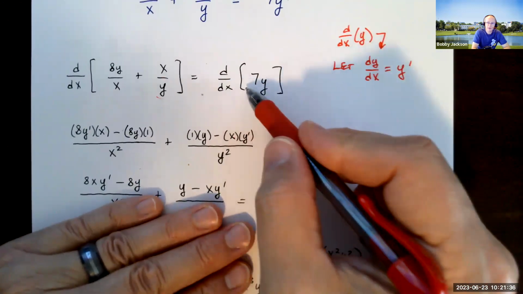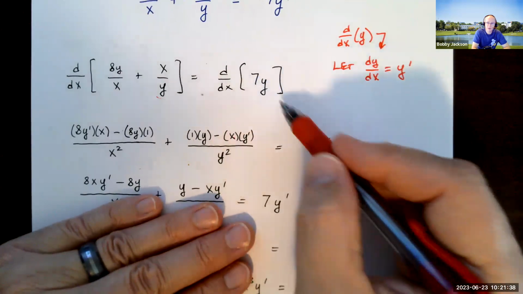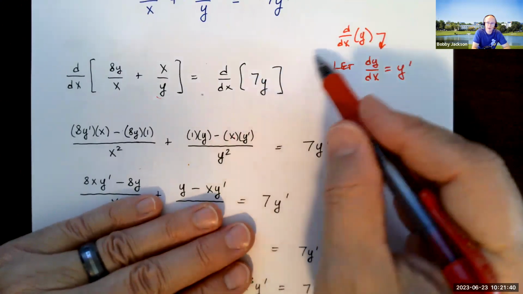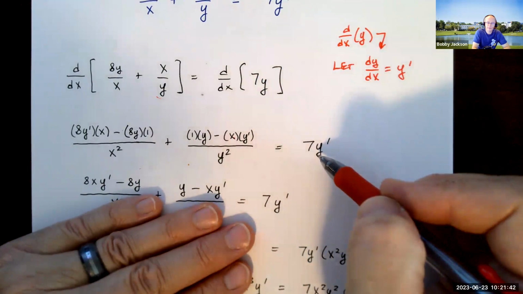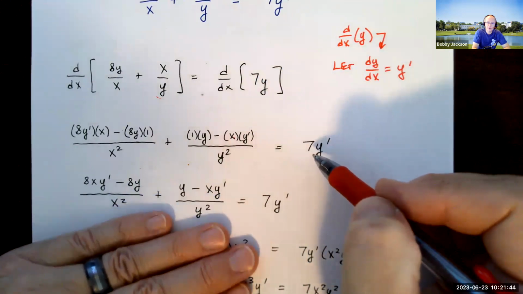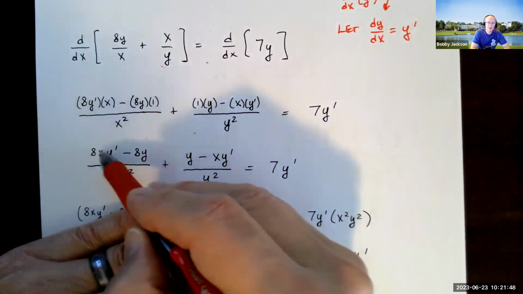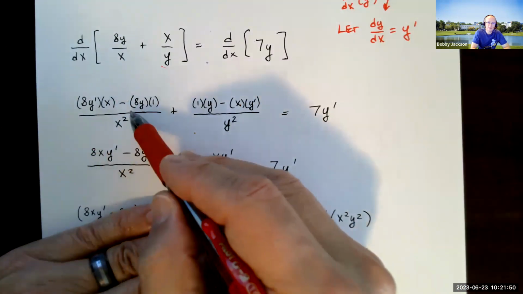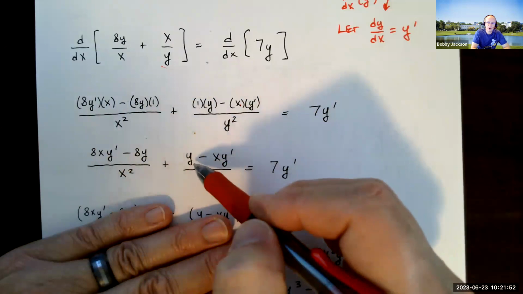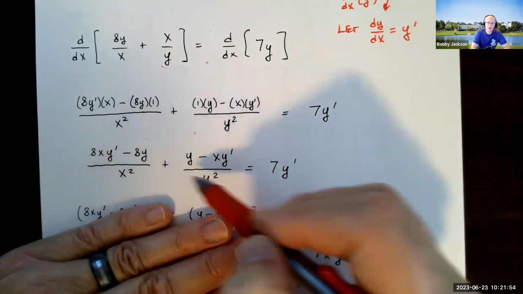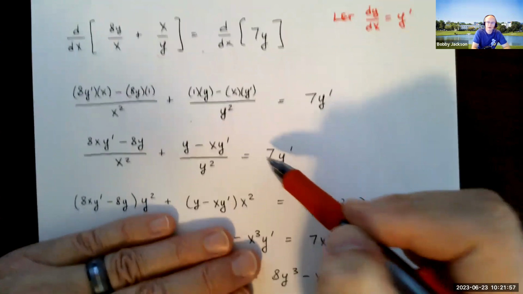And then here, the derivative with respect to x of 7y, 7 is a constant multiple. Derivative of y with respect to x, again, is y prime. Okay. So cleaning this up, I got 8 times x y prime minus 8y, y minus x y prime, over y squared. This one's over x squared. So they're just cleaning that up.